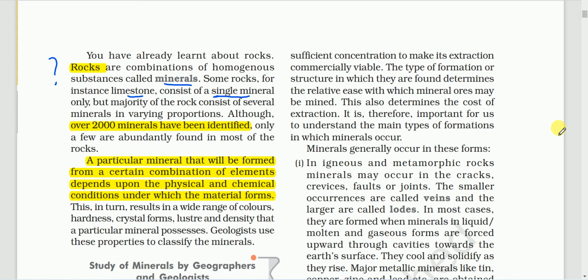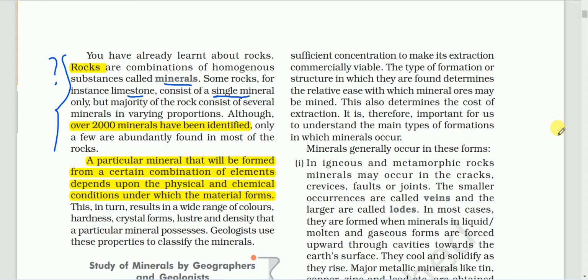Yes, sir. Okay. Here, this is the second page of your textbook. In this area you'll find the definition of rocks. I have told you that rocks are formed by combining two or more minerals, but some rocks like limestone consist of only one mineral. Likewise, you may find minerals having only one element.